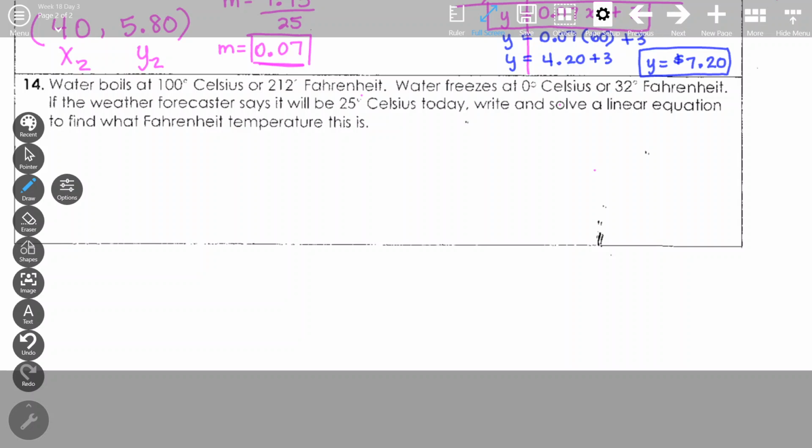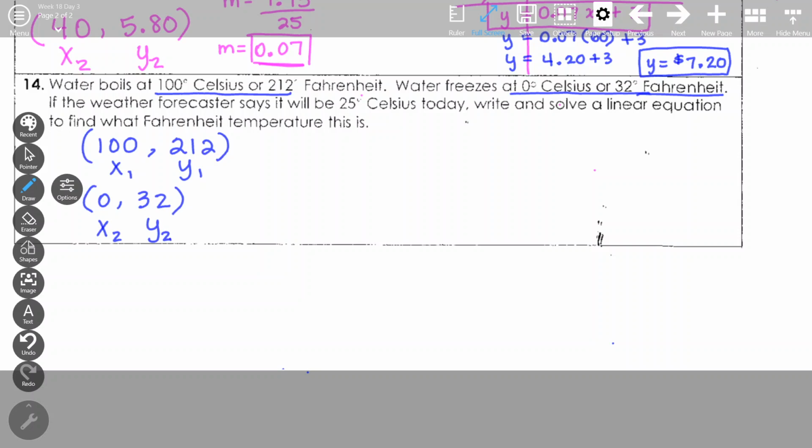All right, so we know some pertinent information. We know that 100 degrees Celsius is 212 degrees Fahrenheit. So this is going to be my x sub 1, my y sub 1. Then we know that 0 degrees Celsius is 32 degrees Fahrenheit. So that's my second point, and that's going to be my x sub 2, y sub 2.